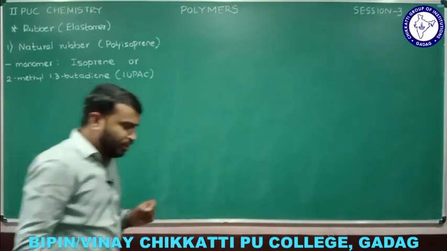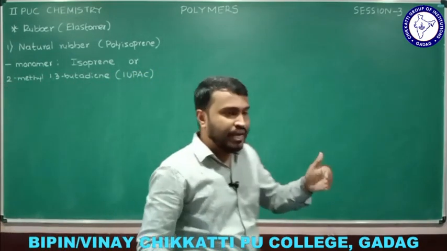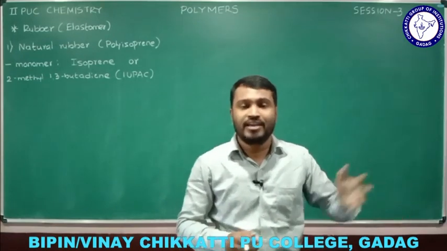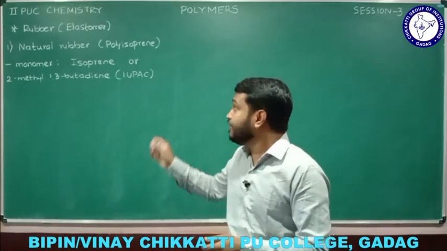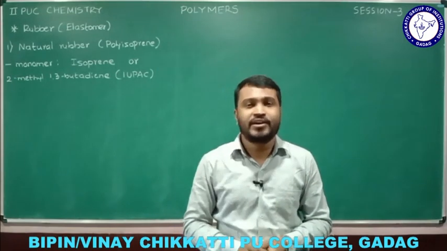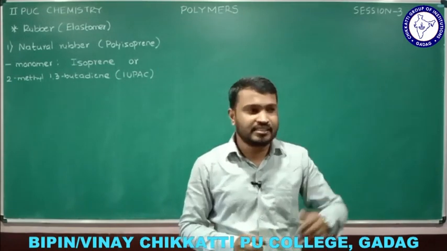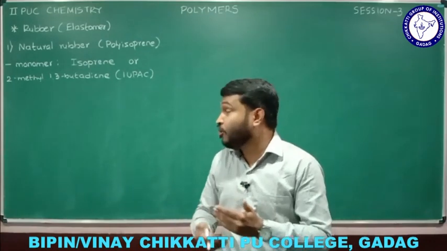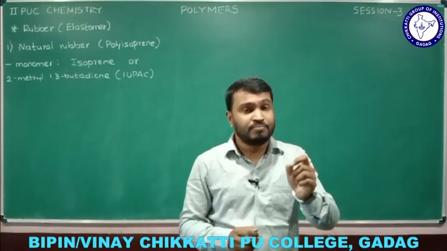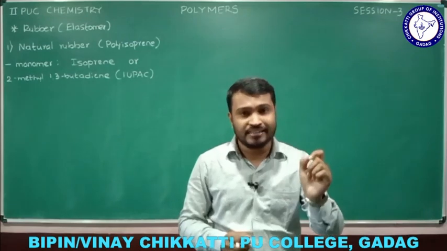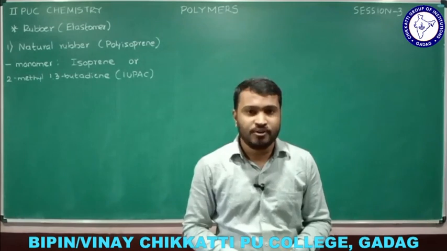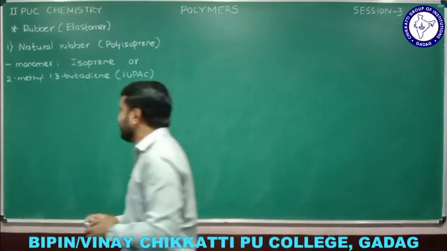You just look over here. We have 2 names, of course, for the same compound. One is isoprene, that is the common or trivial name, and the IUPAC name will be 2-methyl-1,3-butadiene. In the examination, if they ask to name the monomer of natural rubber, you can write isoprene or 2-methyl-1,3-butadiene. Sometimes they ask to write the IUPAC name, and in that case you need to write 2-methyl-1,3-butadiene only. Now we'll see the structure of that.